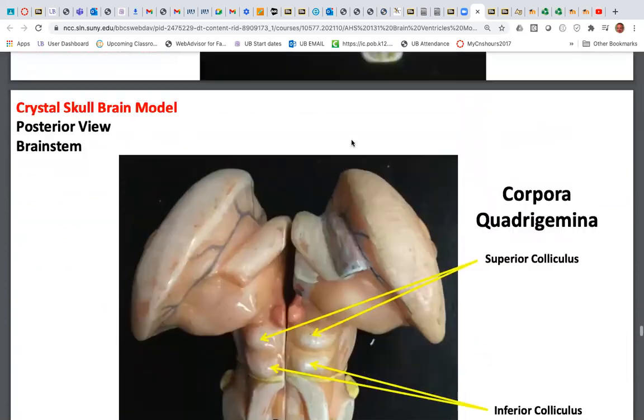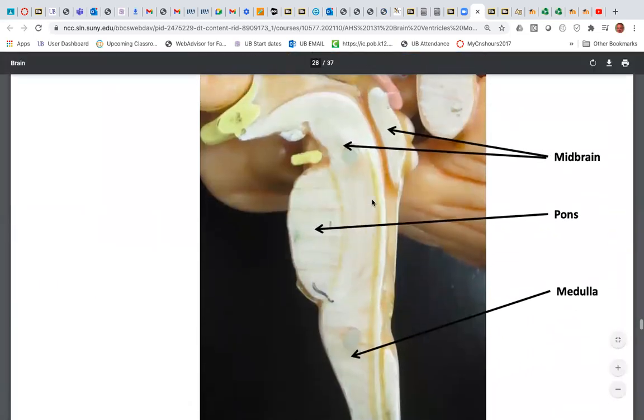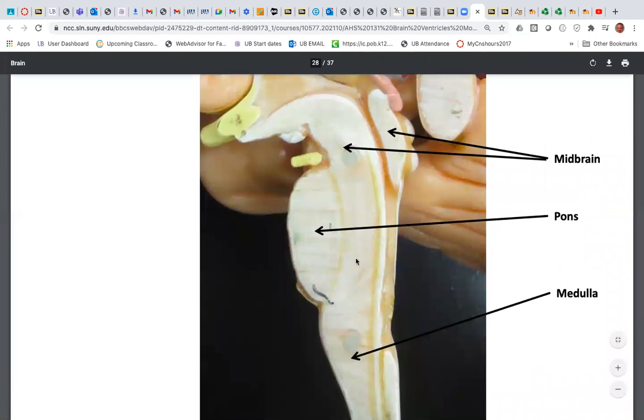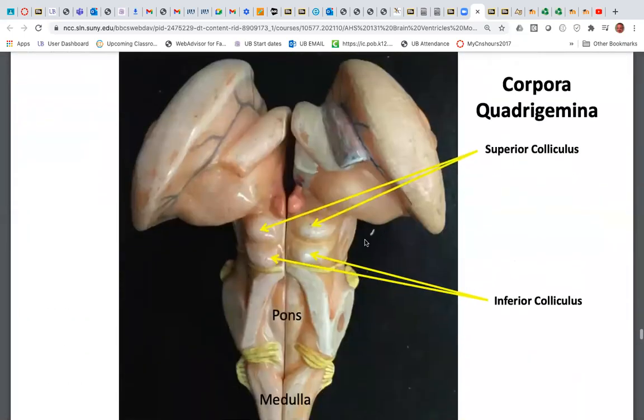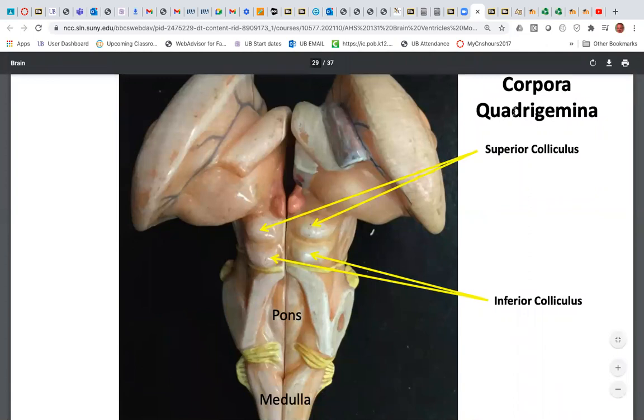So here is now what we're doing: we're taking this section here, right and left side of the brain, and we're going to rotate it so that we're looking at the back side. So here, what we were looking at were the superior colliculi and inferior colliculi of just half, but now as we rotate it, we can see all four. 1, 2, 3, 4. So it's called the Corpora Quadrigemina. Quad is four, body of four.